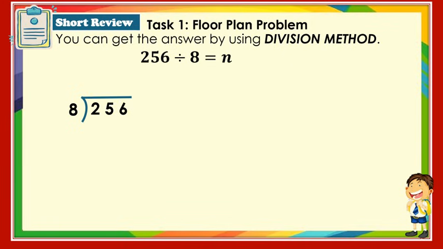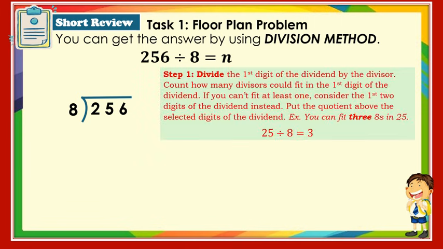Then we will follow the steps in the division method. First, divide the first digit of the dividend by the divisor. Count how many divisors could fit in the first digit of the dividend. If you can't fit at least one, consider the first two digits of the dividend instead. Put the quotient above the selected digits of the dividend. Example, you can fit 3 eights in 25. So 25 divided by 8 equals 3.